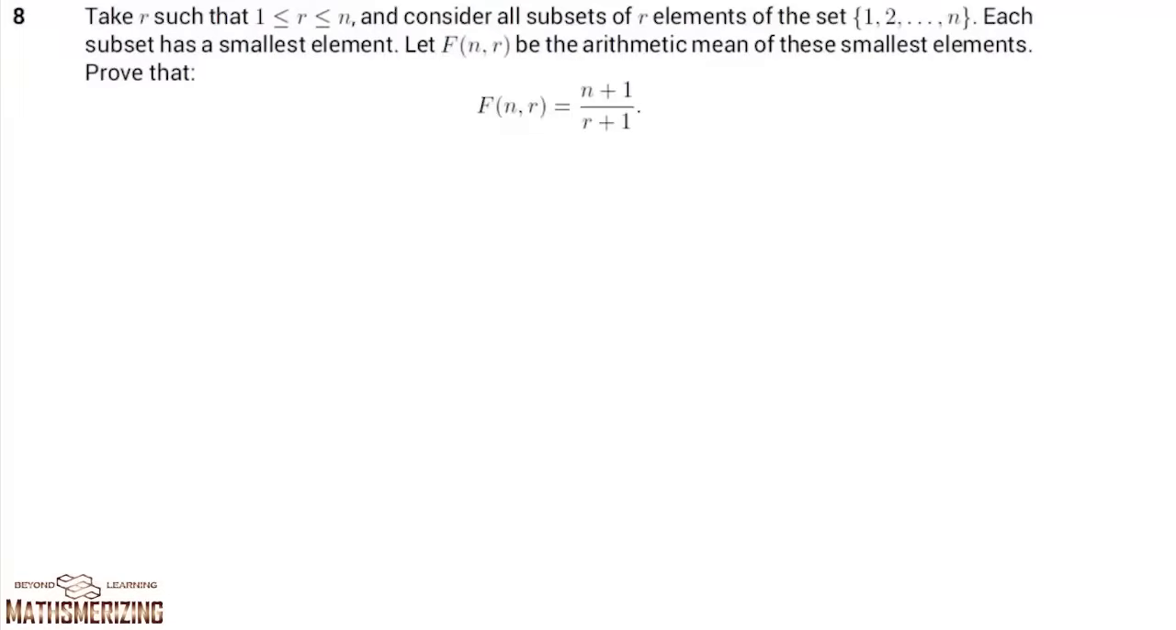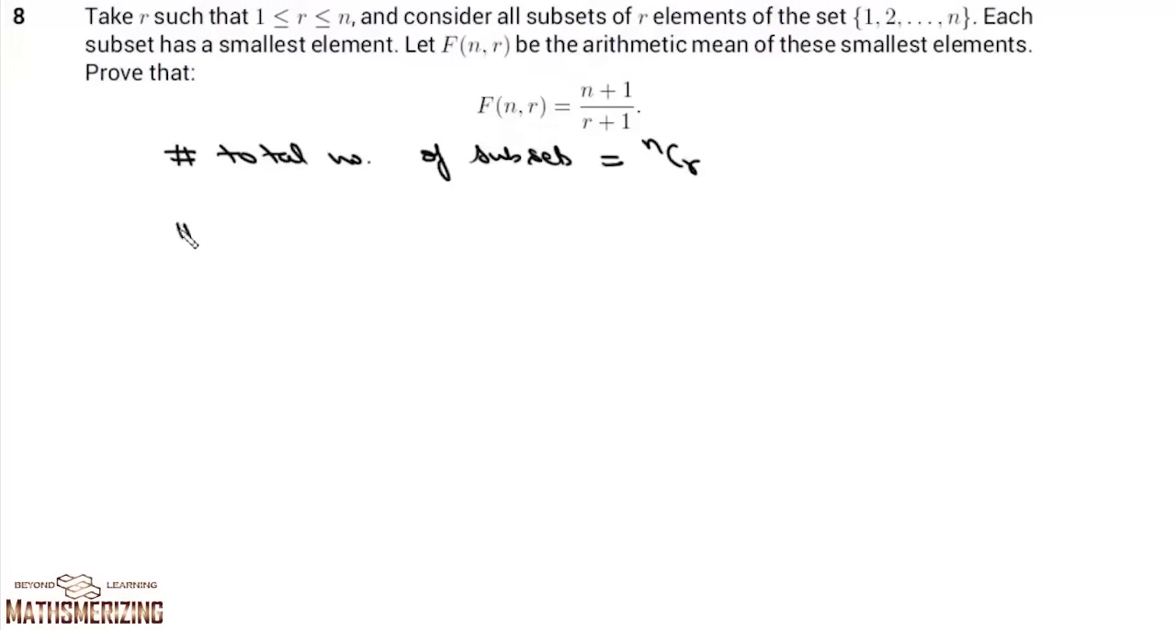Now question number 8 is, take R such that R lies between 1 and n and consider all subsets of R elements of the set 1 up to n. Each subset has a smallest element. Now let F(n,R) be the arithmetic mean of all these smallest elements. Then prove that F(n,R) equals (n plus 1) upon (R plus 1). Now first we'll find the total number of subsets. Total number of subsets with R elements will be simply nCR. So we have n elements and we can choose R distinct elements in nCR ways.